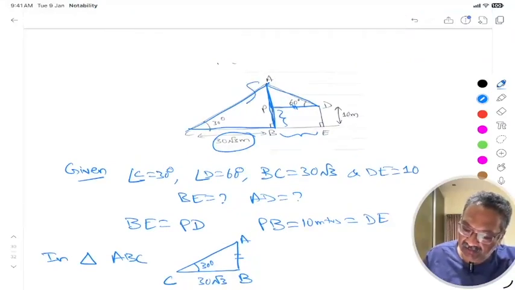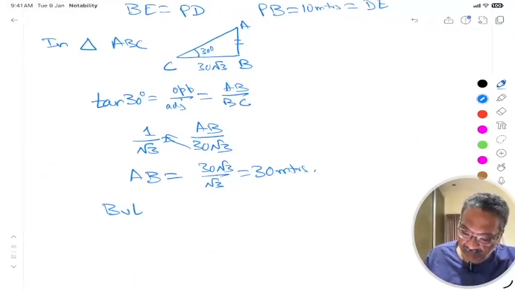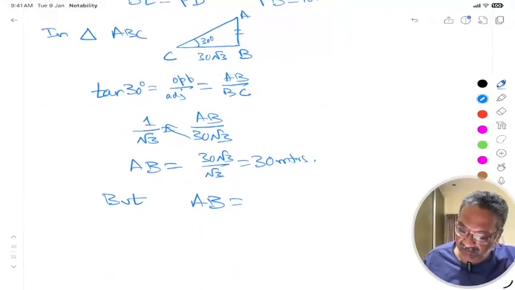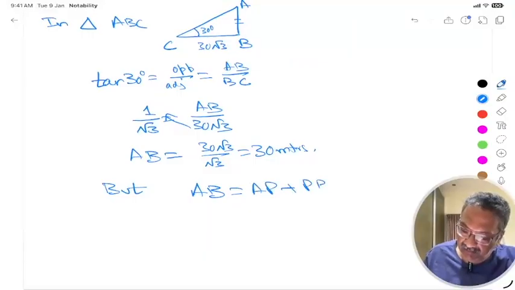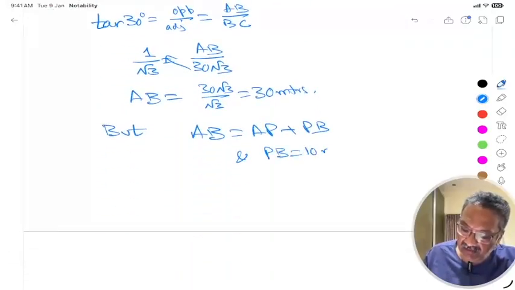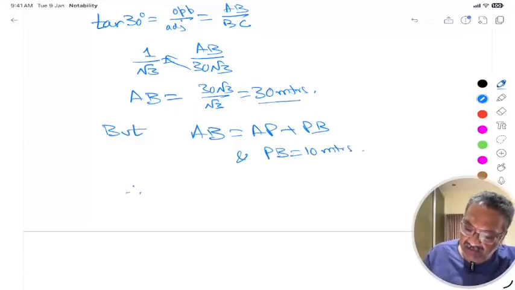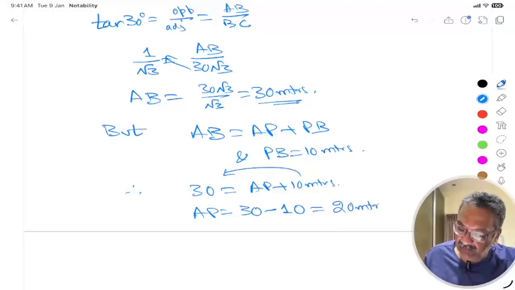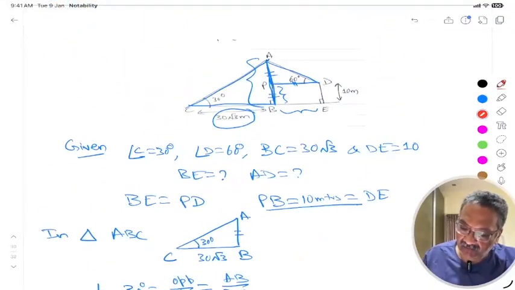So now I got AB as 30 meters, but AB is nothing but AP plus PB, and I have PB as 10 meters. Therefore, AB is 30, so 30 is equal to AP plus 10 meters. AP will be equal to 30 minus 10, which is equal to 20 meters. Now I got AP, this one, as 20 meters, right?